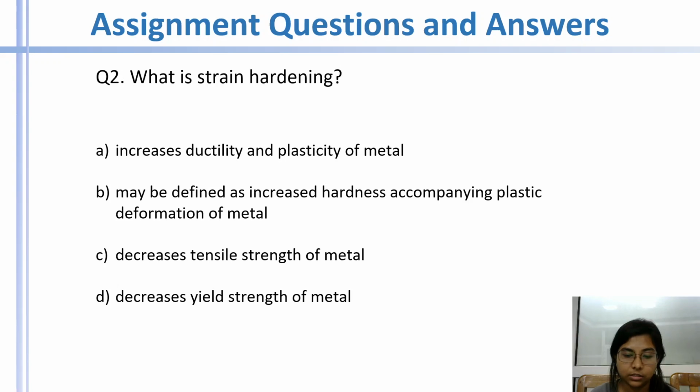Although these terms, plasticity, hardness, toughness, tensile strength, yield strength, ductility, may sound similar and there might be a correlation with each other, they are not the same. In mechanics, these terms cannot be used interchangeably with one another. So what is strain hardening? Strain hardening is defined as increase in hardness of any material accompanying plastic deformation of metal. So yes, strain hardening is increased hardness accompanying plastic deformation of metal.